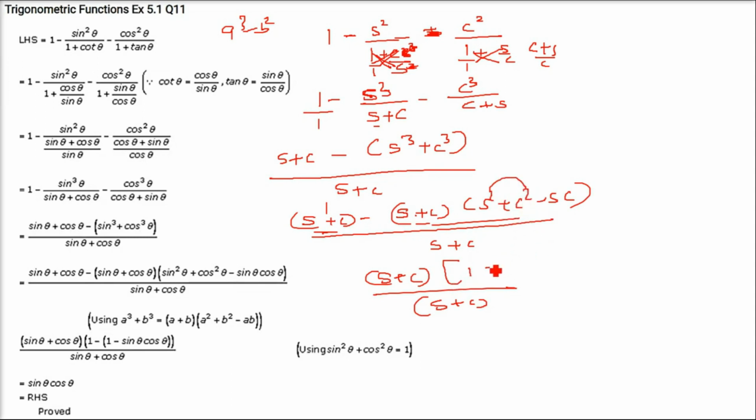This will be 1, so you get 1 minus 1, and see this is minus, and this will be 1. So 1 minus, and I'm opening the bracket, 1 minus, this will be plus sine cos. This gets cancelled, this also gets cancelled. You get sine cos, and this is what was expected.